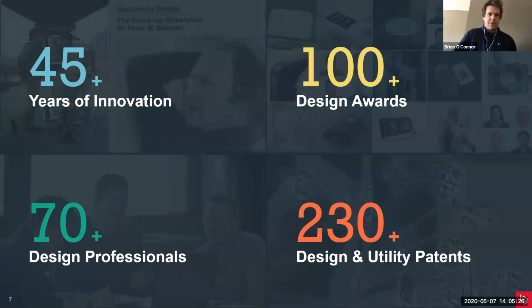And as I mentioned, so we're over 70 design and engineering professionals. We've been operating for going on 50 years now. And we benchmark ourselves on a couple metrics, as you see here. So number 1 is design awards, and we've won over 100 design awards. And number 2 is the number of patents that we have been named in. And so we've been named on over 230 patents, most of which are utility patents.